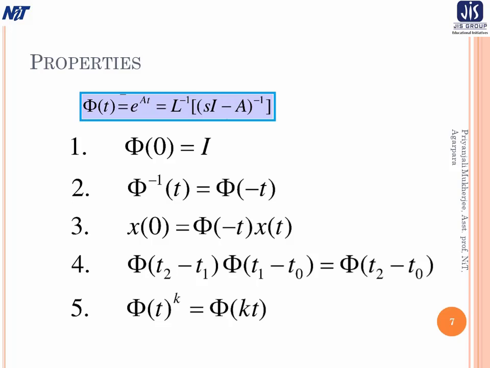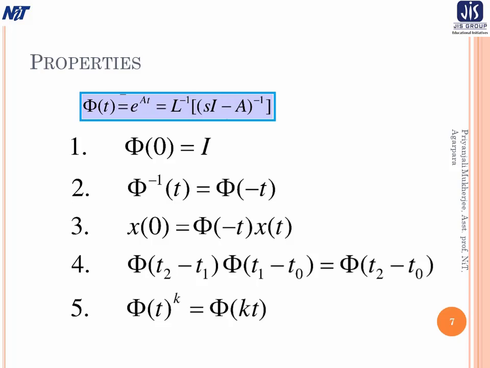In this way, if we use phi of t equal to e to the power At, which is known as the state transition matrix, we can find the remaining properties also. Phi of minus t into x of t gives us x of 0, and phi of t2 minus t1 into phi of t1 minus t0 gives us phi of t2 minus t0. Next, phi of t whole to the power k gives us phi of k times t.